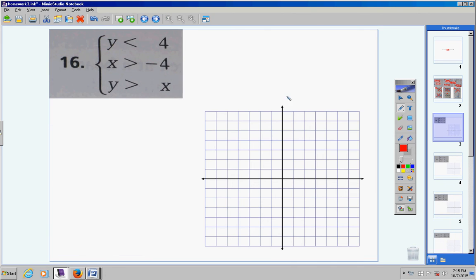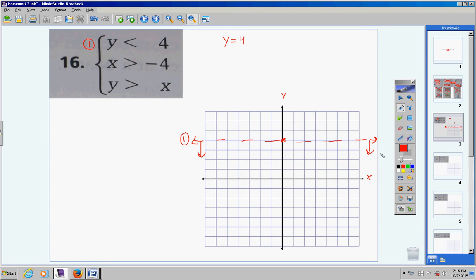Number 16, let's solve this inequality system. First of all, I have y is less than 4. It's going to be a dotted line, and I'm going to rewrite it for a second as y equals 4. I'm going to quickly number this, call it number 1, and draw a horizontal line through positive 4, because I just have one letter here. So a dotted line going through there, and we're going to label that line number 1. Y is less than, so we're going to shade downward before we're finished.